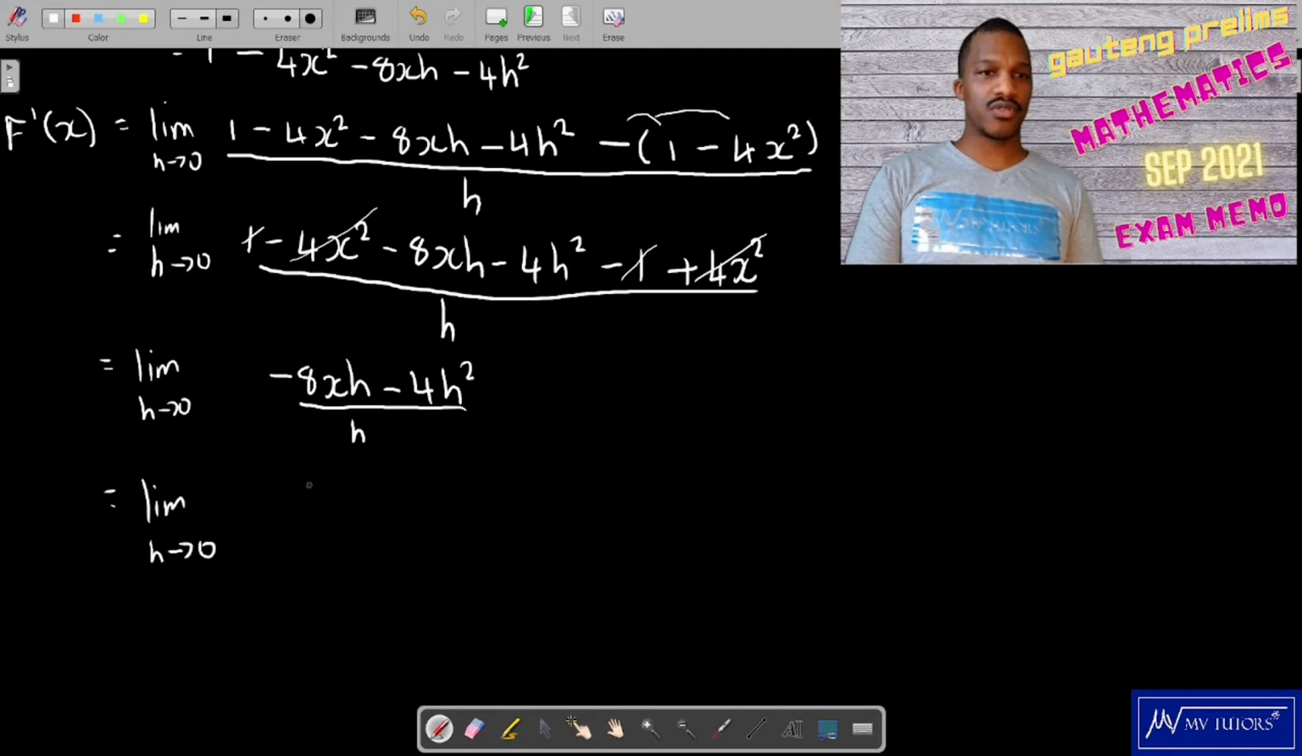So let's write it probably for the last time now as h tends to 0. What I'm gonna do is factorize, so take out h because it's common between both terms, and then here I'll be left with minus 8x minus 4h. Okay, divide that with h. These h's cancel each other. And then what I'm going to do now is actually do the substitution. So when I do the substitution, I no longer need to put the limit.